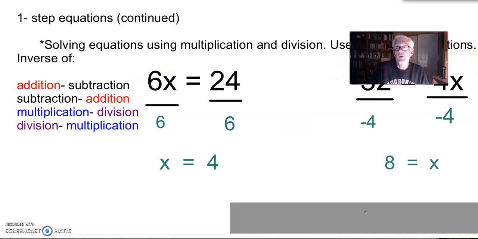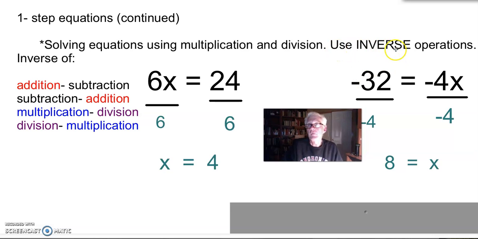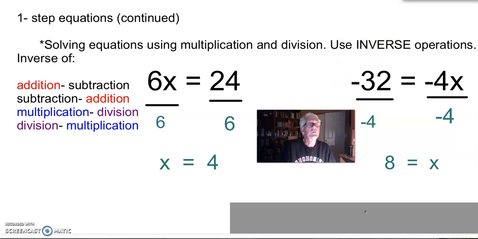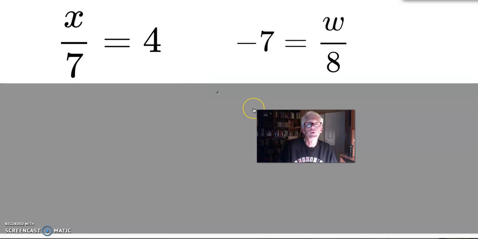And the last, use inverse operations. And the last of this is division. Potentially, it can be the more difficult one. Some number divided by 7 is 24. The opposite of division is multiplying.